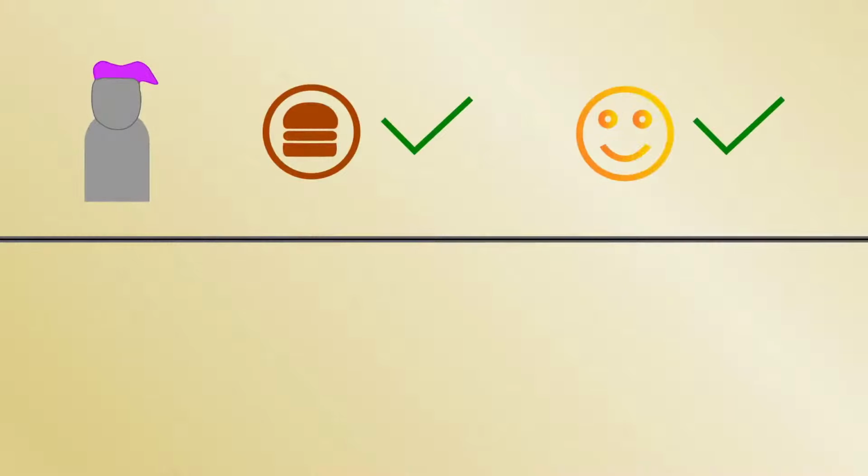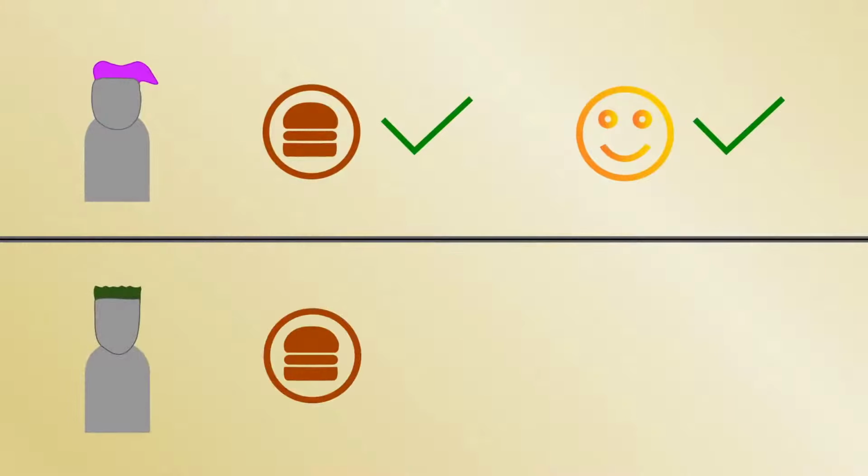Some not too serious examples. Let's say some friends are choosing a restaurant. Alice is happy when the restaurant serves burgers. Bob is happy when the restaurant does not serve burgers.